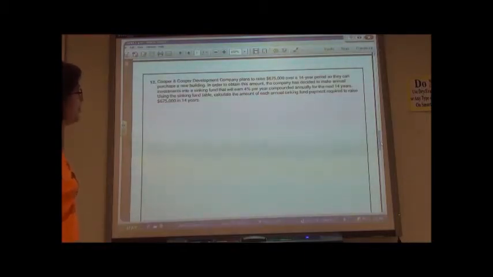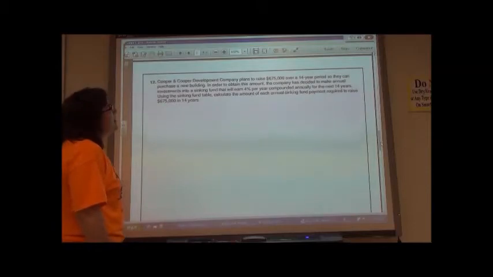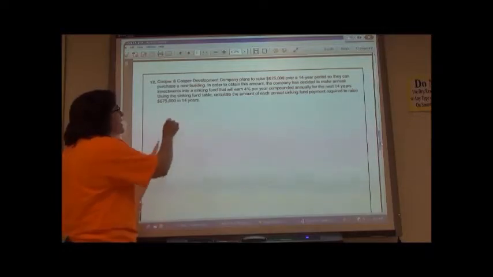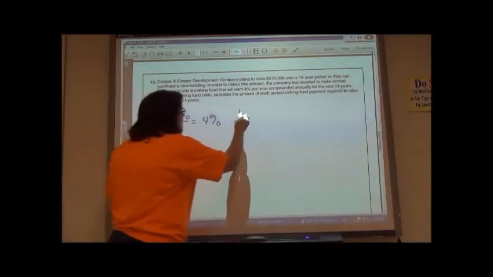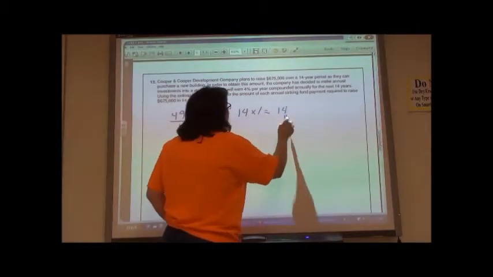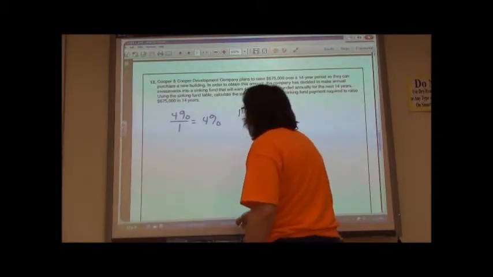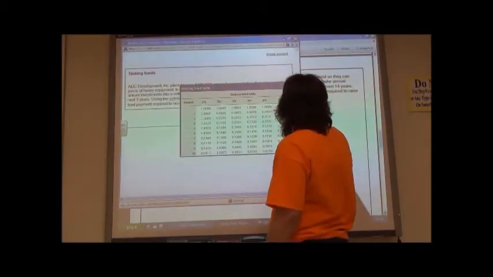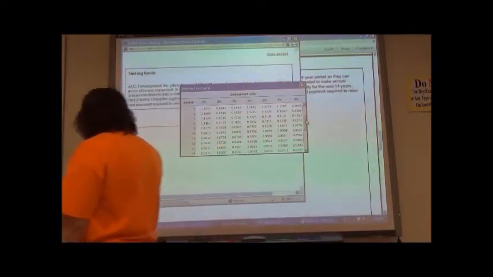Cooper & Cooper Development Company plans to raise $675,000 over a 14-year period so they can purchase a new building. They want to use a sinking fund, 4% per year compounded annually for the next 14 years. So 4% annually would be 4%. 14 years, once a year, 14 times. In our table, 4% and 14. If we go down to 14, 4% at 14 is 0.0547.